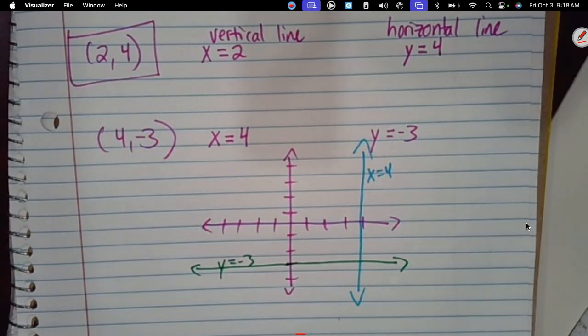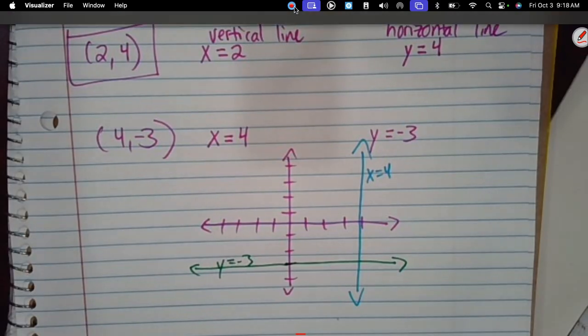Okay, your paper has 8 problems. I'm going to make a quick copy.